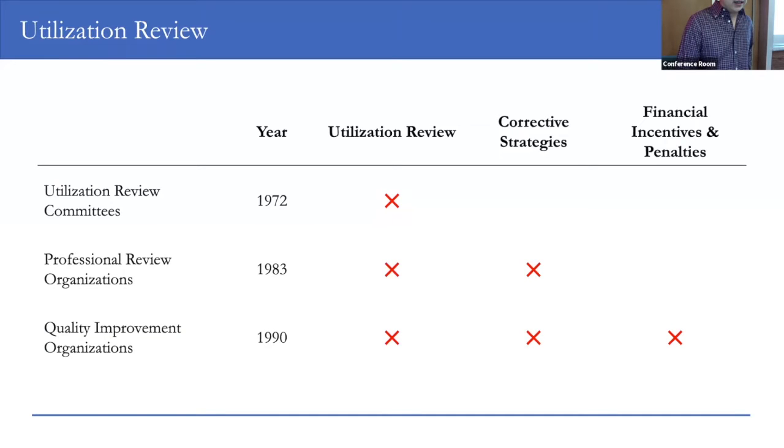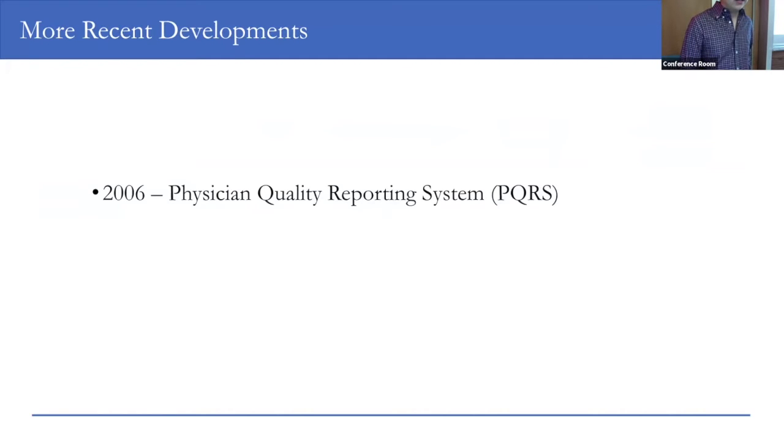And then in 1990, these were replaced with quality improvement organizations, which also had the ability to implement financial incentives and penalties for compliance or lack thereof with these standards. More recently, there's been a lot more talk around quality and healthcare value. In 2006, CMS developed the Physician Quality and Reporting System, or the PQRS, which allowed individual physicians to gather and submit data on certain quality metrics, which they could then receive incentive payments for on their Medicare reimbursements.